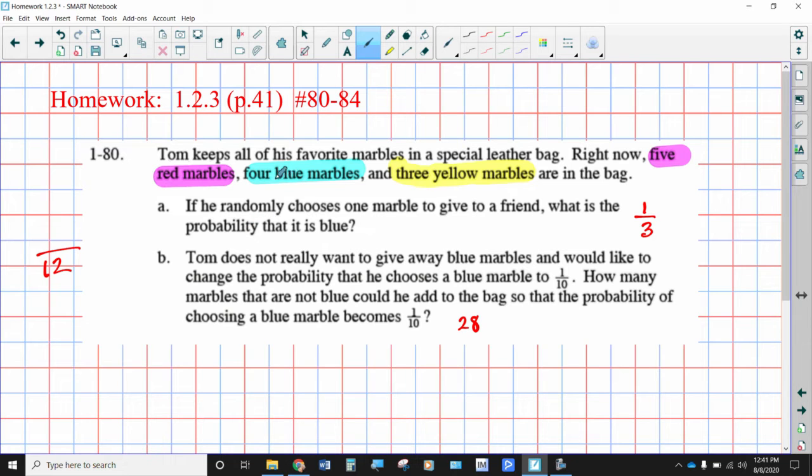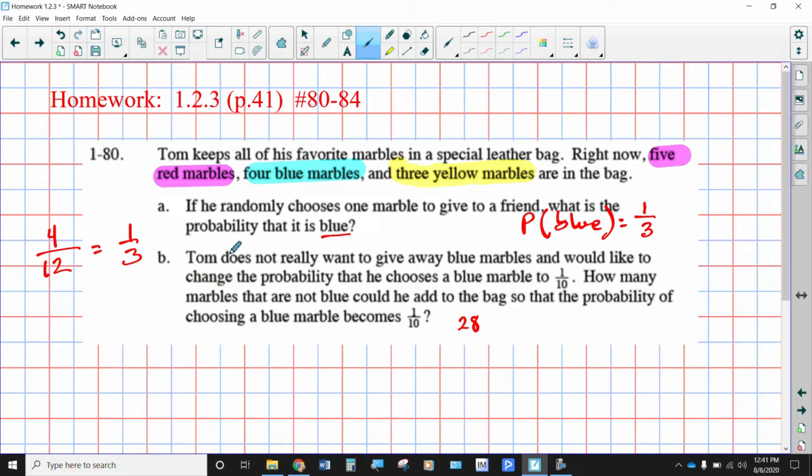Well, what are the desired outcomes in this situation? The ones that we're looking for are blue, and there are 4 of those. So 4 out of the 12 are blue, which simplified is equal to 1/3. So that means that the probability of pulling a blue out of the bag is going to be equal to 1/3. That's supposed to say blue, that's supposed to be blue.